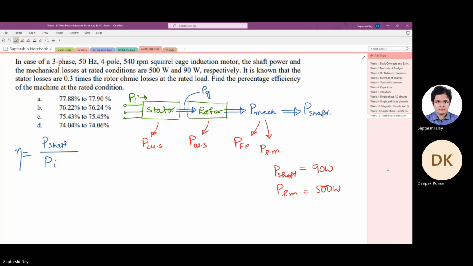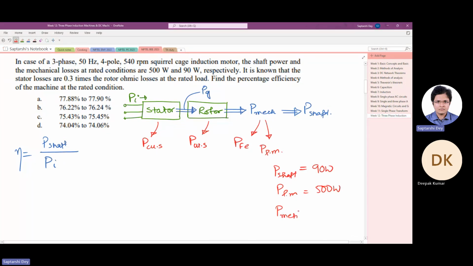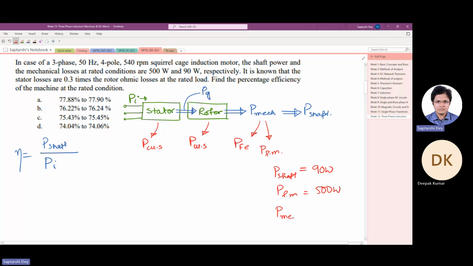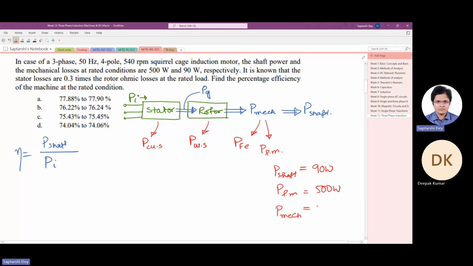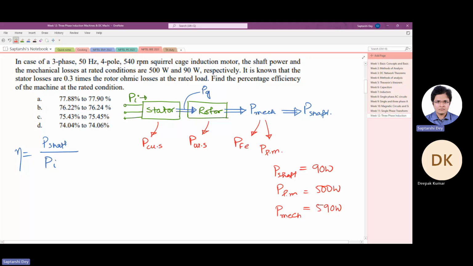So here the core loss is not considered. They have not talked about core loss, so we need not talk about it. From here the mechanical torque that we get, so from the figure you can find out that Pmech, the developed mechanical power or the power output from the rotor, is basically the addition of these two powers, which is 590 watt.